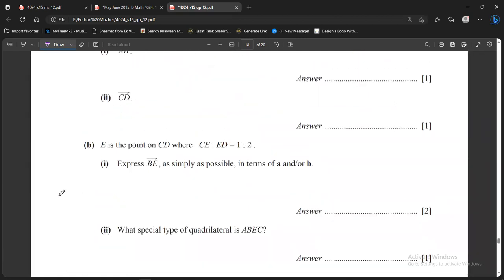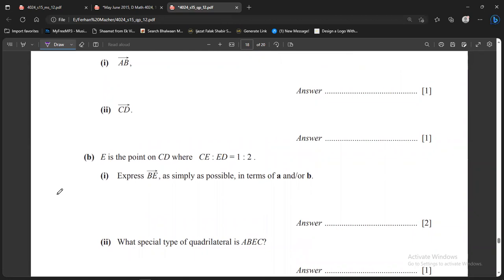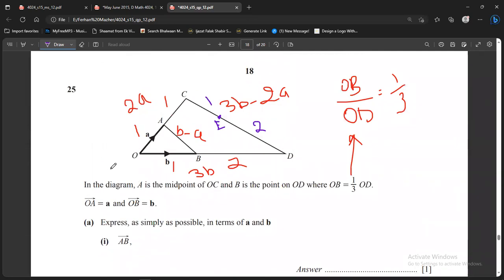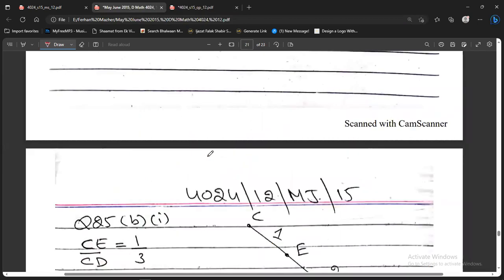So now what is their question? Express BE as simply as possible in terms of A or B. So they want me to find out BE. They want me to go from B to E. So very simple. From B, you can go to D. From D, you can go to E. From B, you can go to A. From A, go to C. From C, go to E. Or from B, go to O. From O, go to C. From C, go to E. Very simple, straightforward.